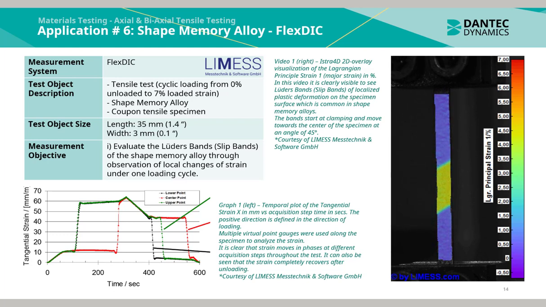In graph 1 to the left, we see a temporal plot of the tangential strain x in millimeters versus the acquisition step time in seconds. The positive direction is defined in the direction of loading. Multiple virtual gauge points were used along the specimen to analyze the strain. It is clear that the strain moves in phases at different acquisition steps throughout the test. It can also be seen that the strain completely recovers after unloading.